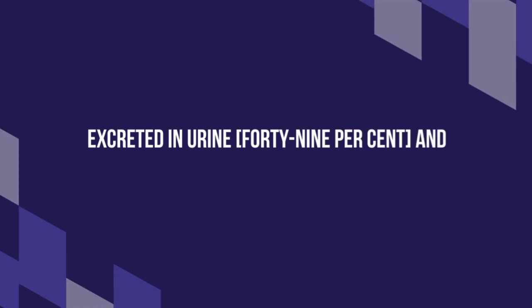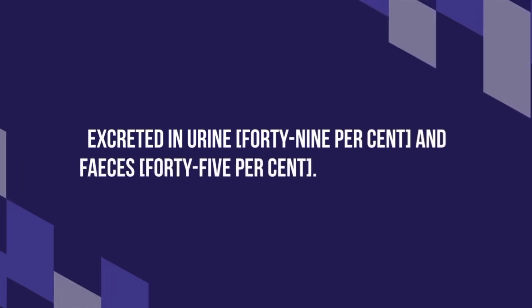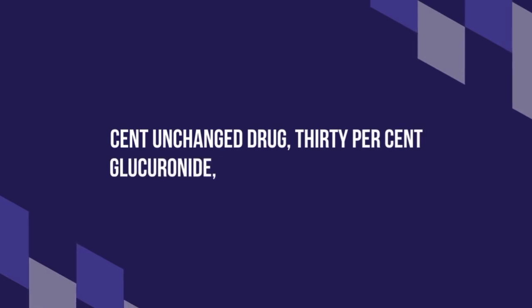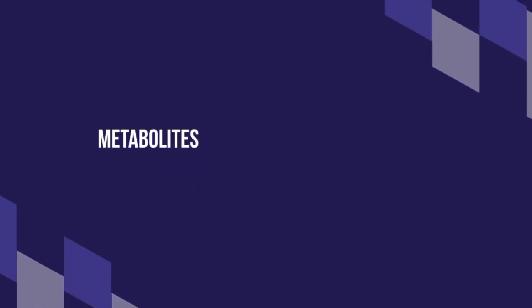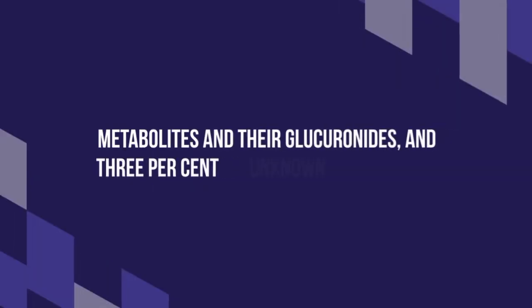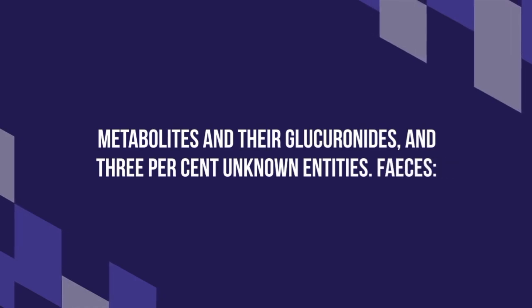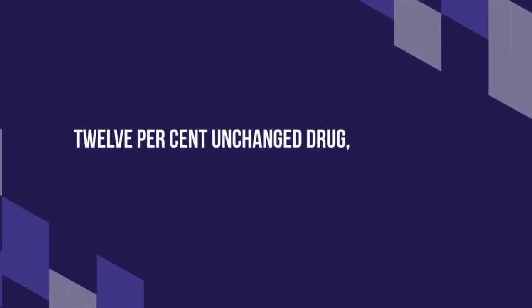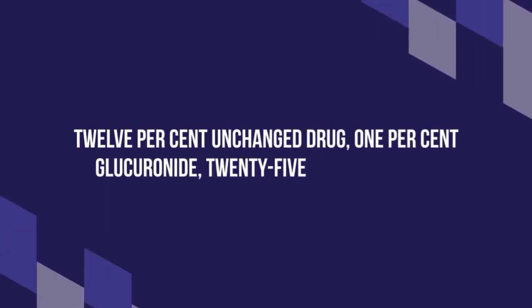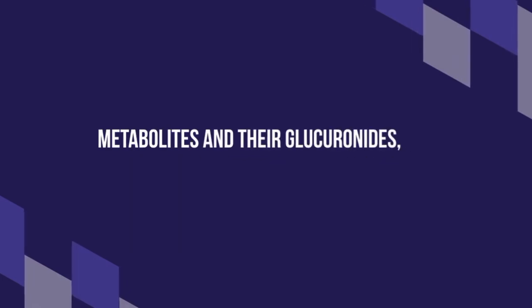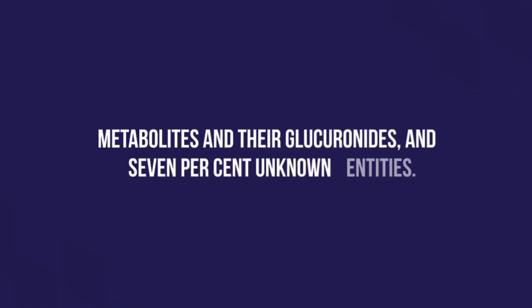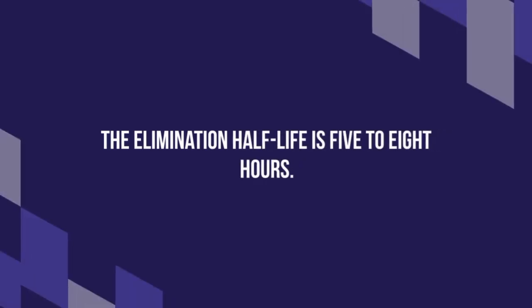Elimination. Excreted in urine, 49%, and feces, 45%. Urine: 3% unchanged drug, 30% glucuronide, 13% active metabolites and their glucuronides, and 3% unknown entities. Feces: 12% unchanged drug, 1% glucuronide, 25% active metabolites and their glucuronides, and 7% unknown entities. Half-life. The elimination half-life is 5 to 8 hours.